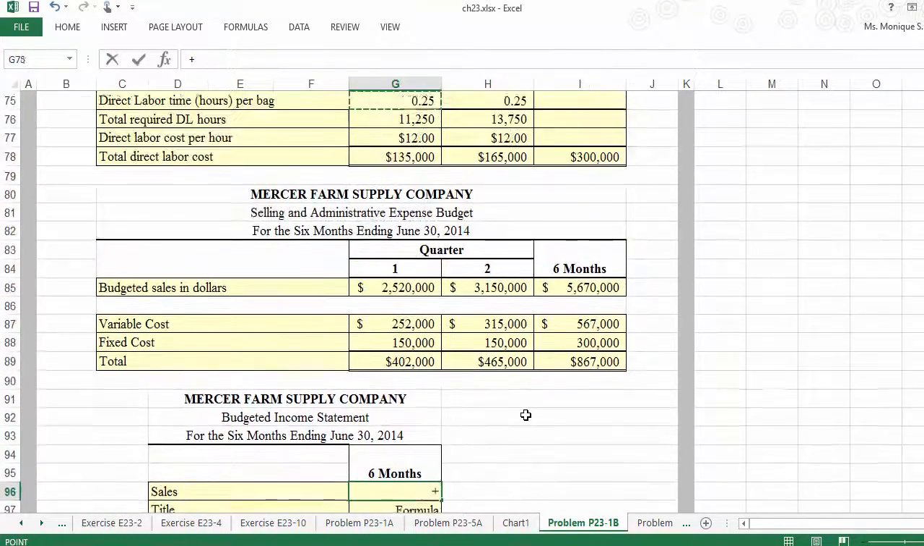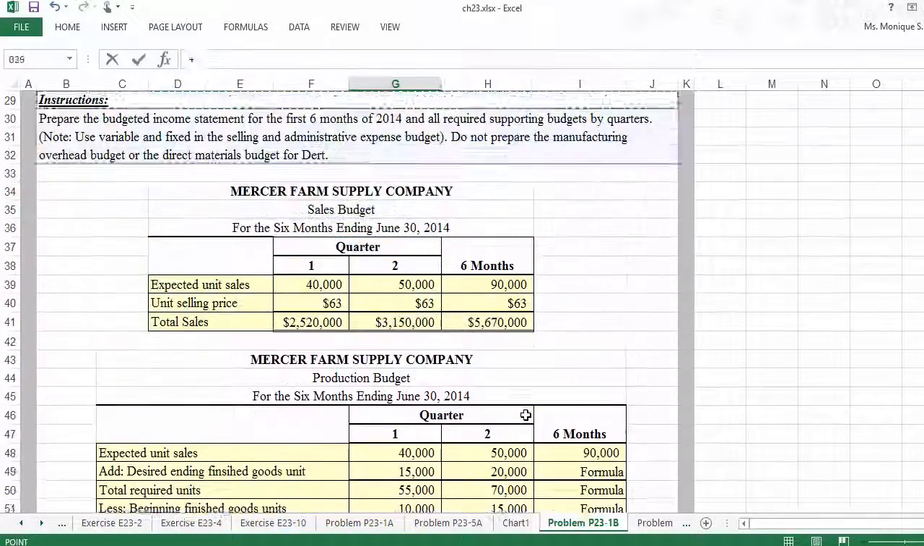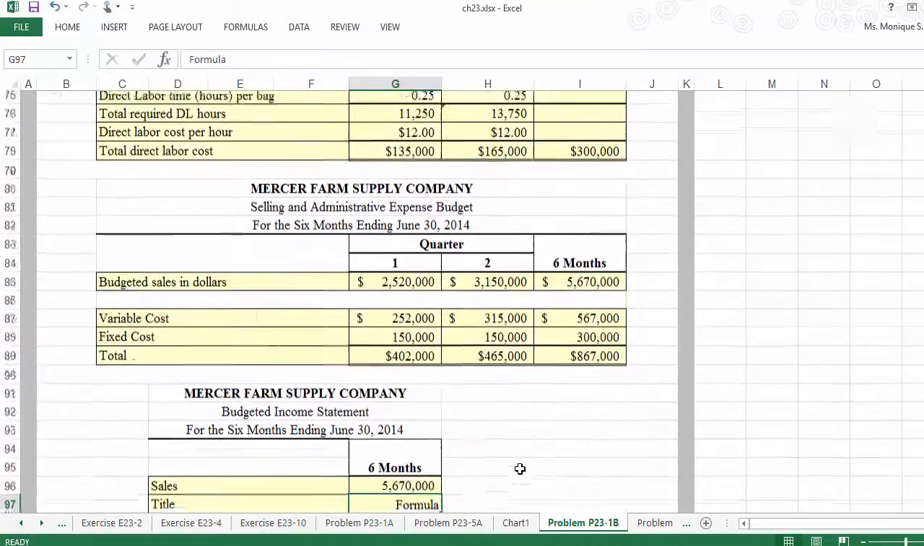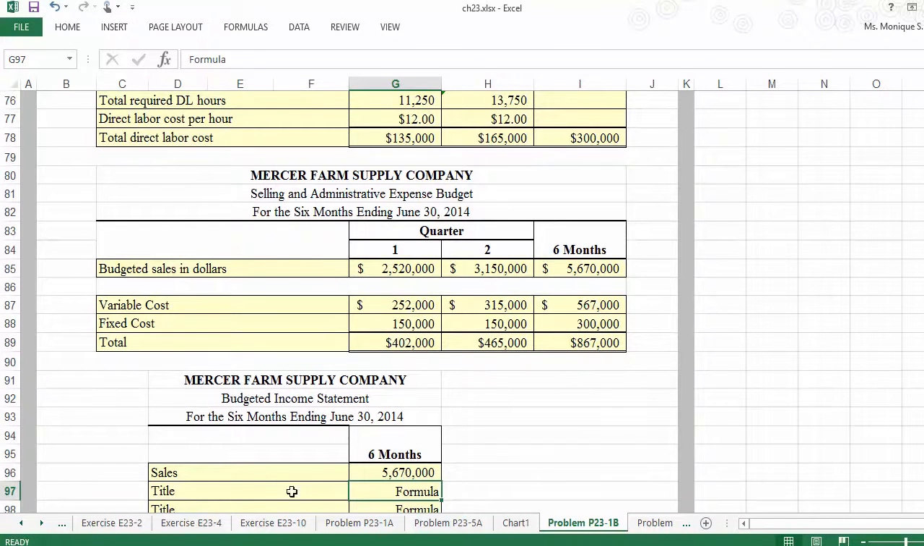So sales for the first 6 months, we were expecting to sell. If we go back to our sales budget, it was $5,670,000. So that's our first number. Then we're going to do our cost of goods sold.